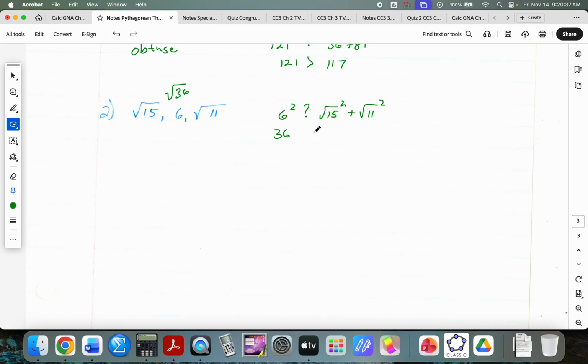6 squared is 36. What's the square root of 15 squared? 15. That's the definition of a square root. If you square it, you get the original number. Plus 11. 36 is bigger than 26. So again, this is an obtuse triangle. Okay, questions about that?